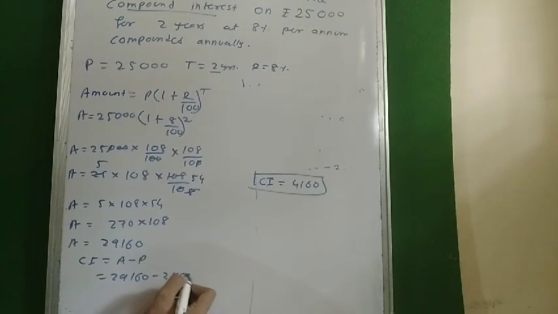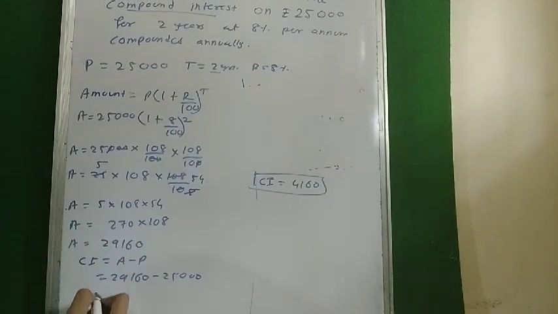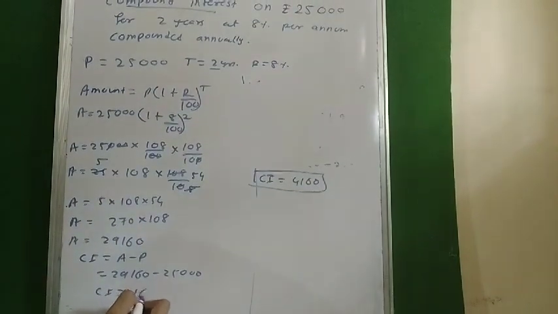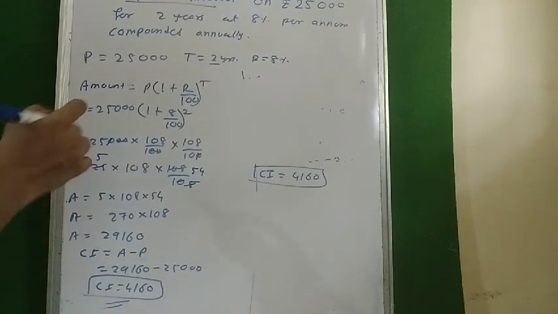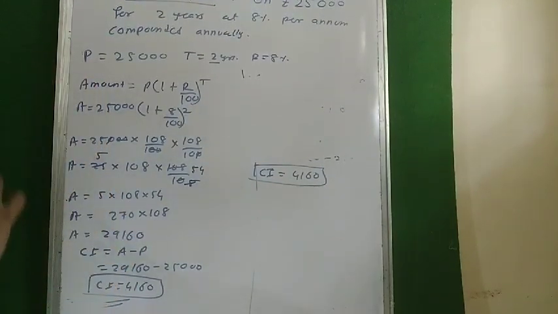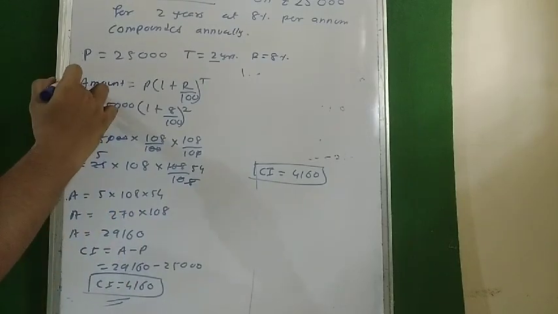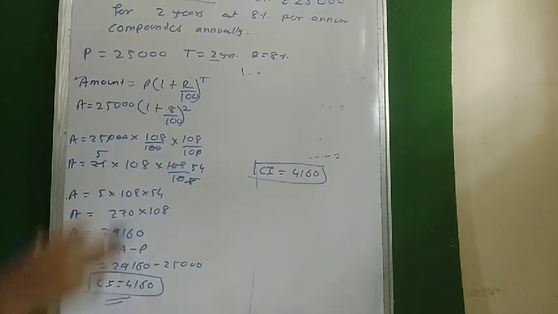29160 minus principal, which was 25,000. So the compound interest is 4160. Okay. So this is the second method. Yes, it is easy and much smaller than the previous one. So you can directly find the amount and the compound interest using this method.